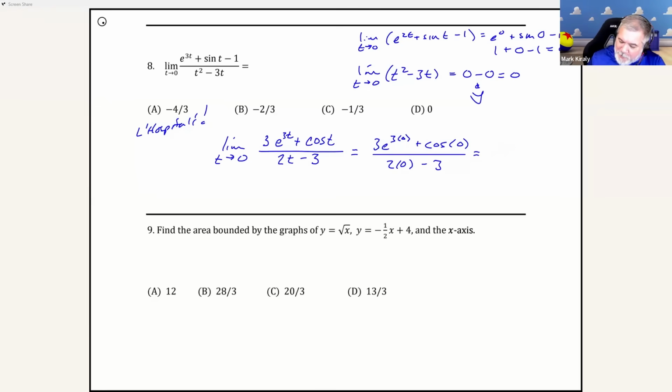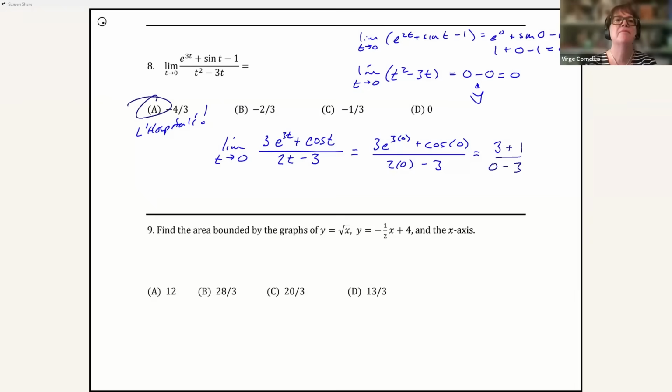Let's see. In the numerator, e to the 0 is 1 still, so we get 3 times 1. And then cosine of 0 is also 1. And 0 minus 3 in the denominator. Looks like we're getting negative 4/3, or choice A. Yay. Good, that's what we all got. All right.